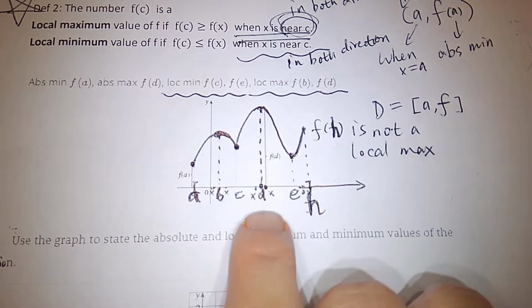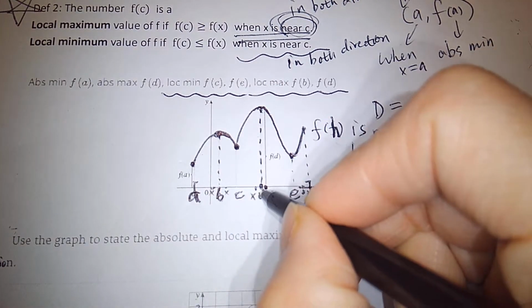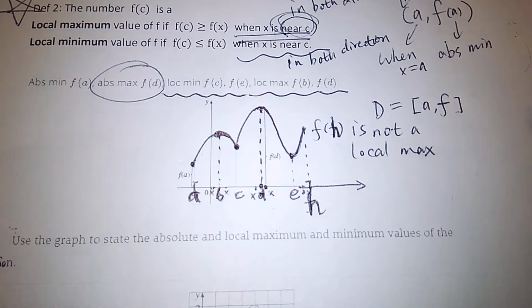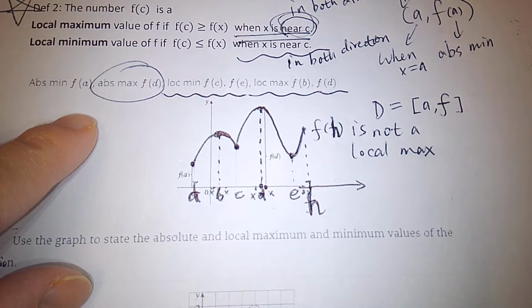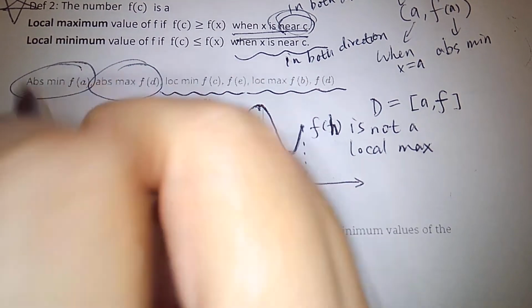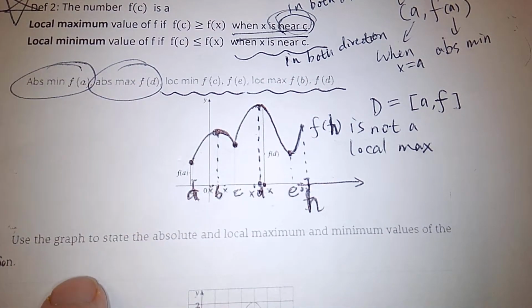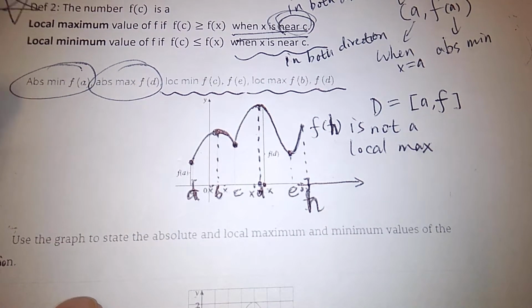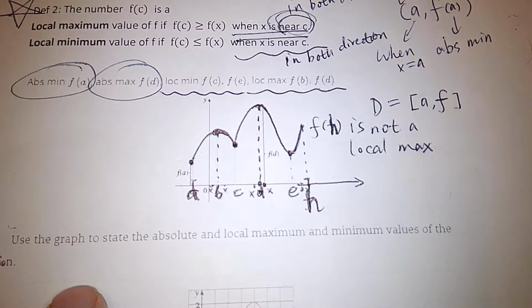F of what? D, right? This is D. What is the absolute minimum value? Lowest point on the entire graph, f of A. Guys, everybody clear about this concept?